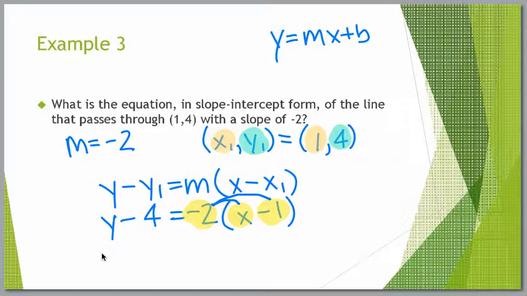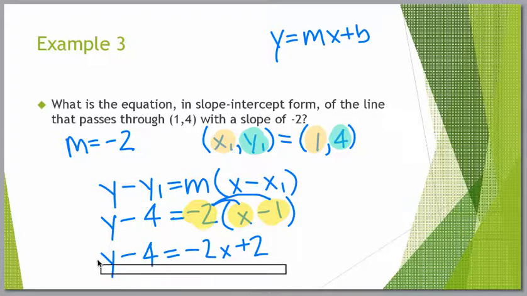So we're going to bring down the y minus 4. We're not going to do anything with that yet. We're just going to take care of the distributing. So we have -2 times x, which should give us -2x. We have -2 times a -1, which should give us a +2. Let me see if I can select. No, I can't. It's okay. So we have y minus 4, -2x plus 2. Start a new page here.